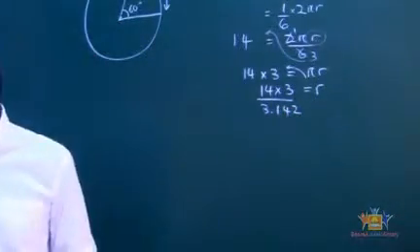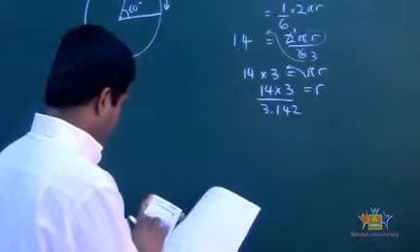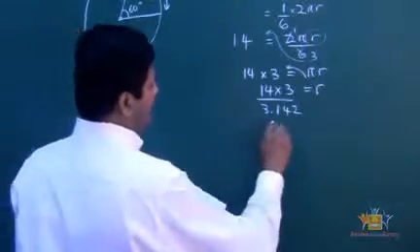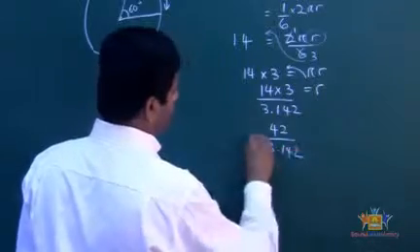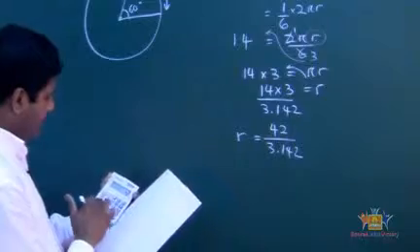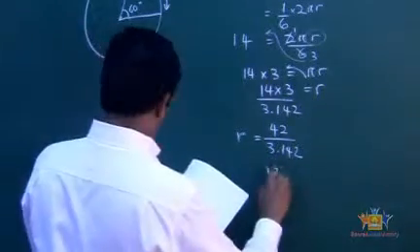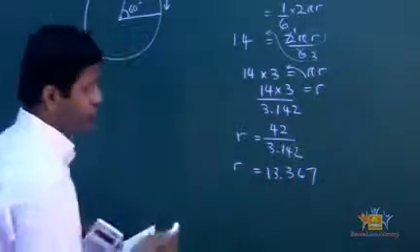Okay, let's take the calculator, and first we're going to multiply. 14 times 3 equals 42. Okay, so it becomes 42 over 3.142, which is the radius. And then we take 42, we're going to divide that by 3.142, and that gives me 13.367. And we want 2 decimal.